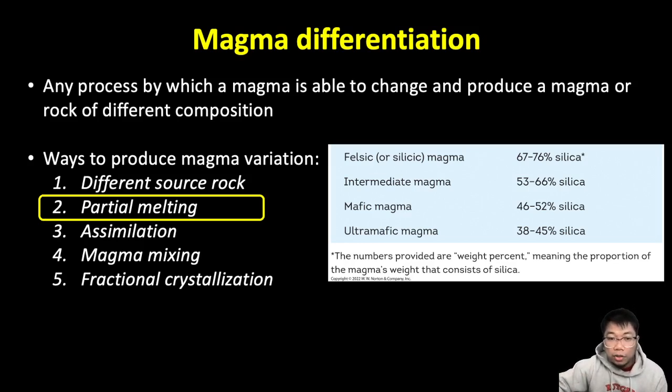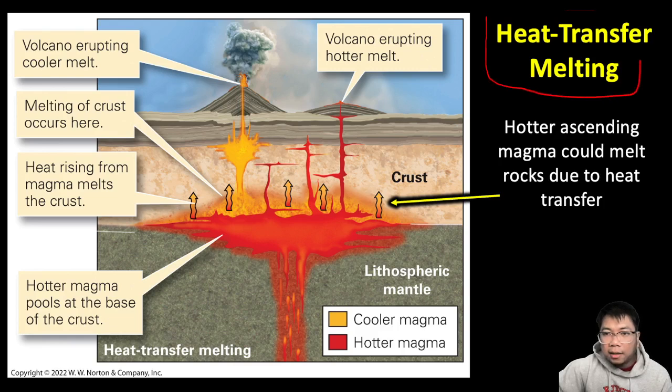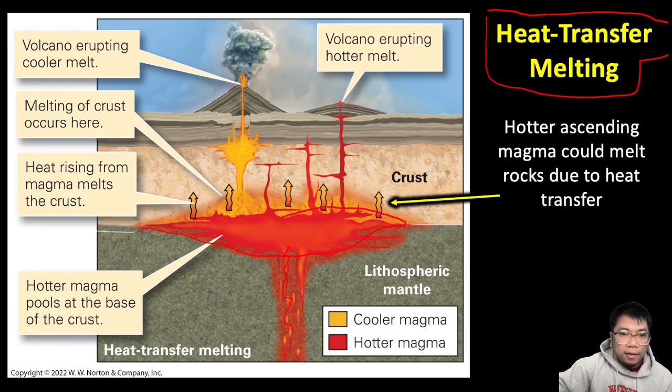The second one is called partial melting, and this is something that we're going to talk about a little bit more. But before that, let's recall one of the processes that can generate magma, and it is called heat transfer melting. As we remember, heat transfer melting happens here at the shallow part of the earth, at the base of the crust, and the melting was caused by the heat transfer from this hot magma towards the crustal rocks here. And I mentioned that these crustal rocks will start to melt and create this new magma chamber, maybe.